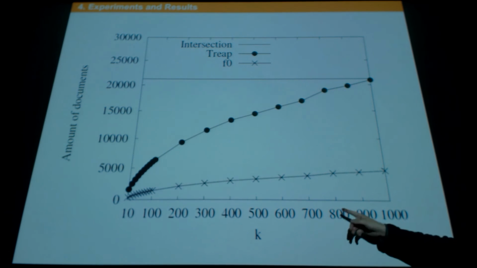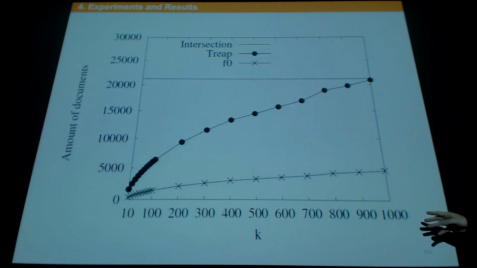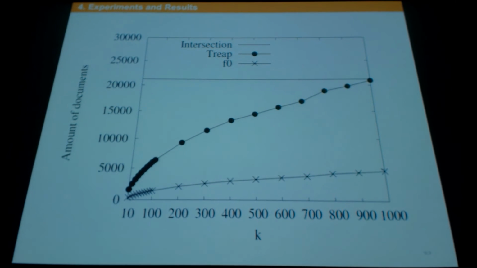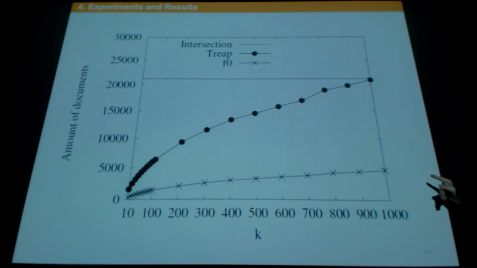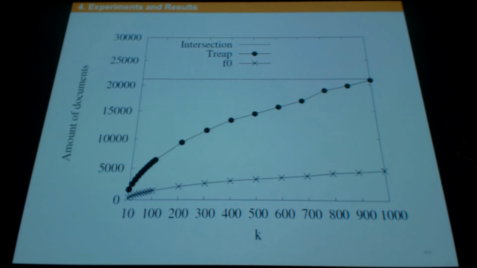If you use the Treap, you will see that for different k values, up to 1,000 approximately, you're actually touching less documents than performing an intersection. So this means that theoretically speaking, I'm able to get up to 1,000 documents faster than doing a simple intersection. And here you can see how many actual documents I'm touching while I'm doing the intersection.